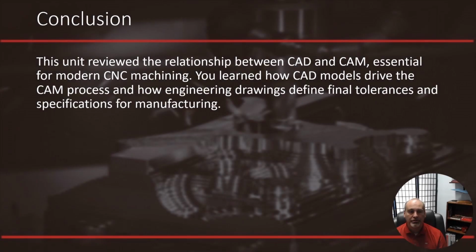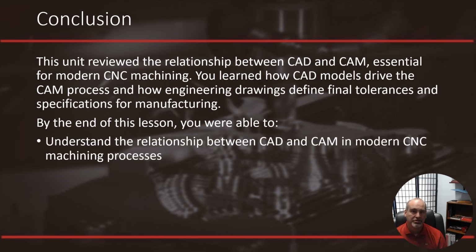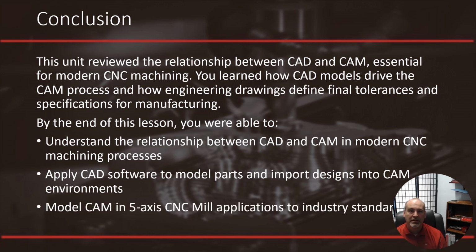Okay, in this unit we reviewed the relationship between CAD and CAM, and it's essential for modern CNC machining. And you learned how CAD models drive CAM processes and how engineering drawings define the final tolerances and specifications for manufacturing. By the end of this lesson, you were able to understand the relationship between CAD and CAM in a modern CNC process, apply CAD software to model parts and import designs into CAM environments, and model CAM in 5-axis CNC mill applications to industry standards.